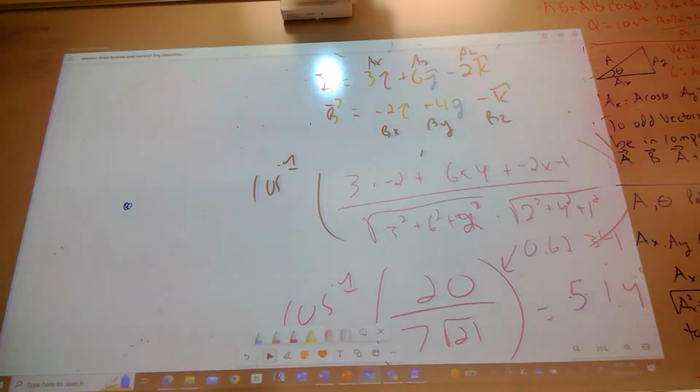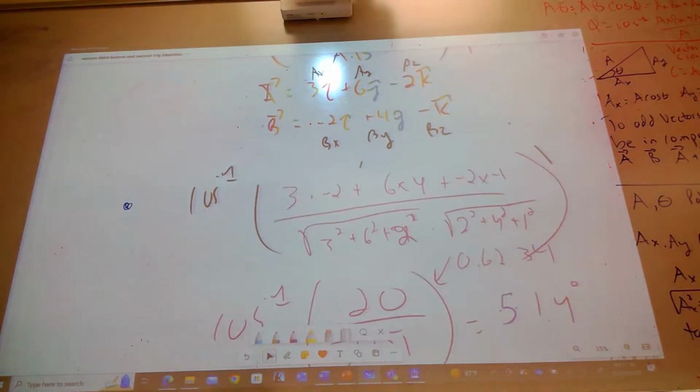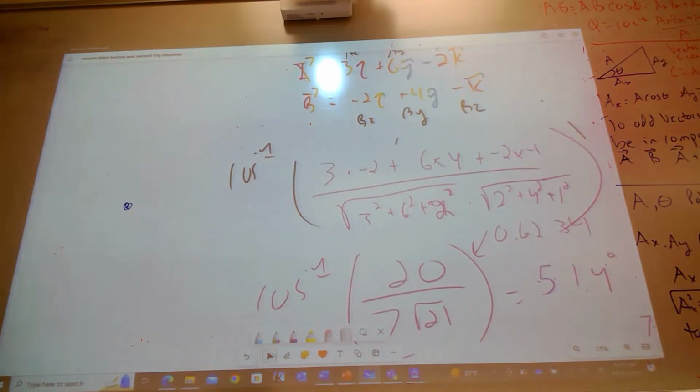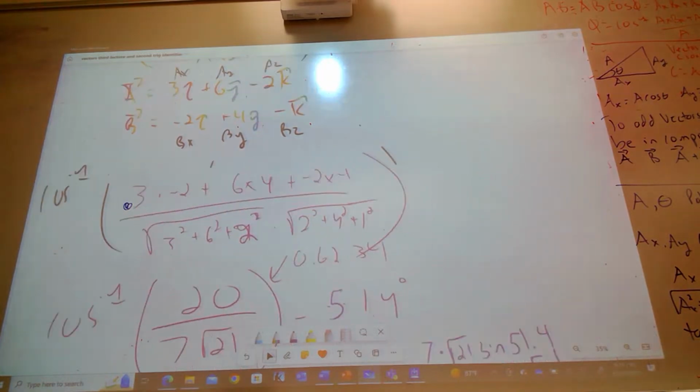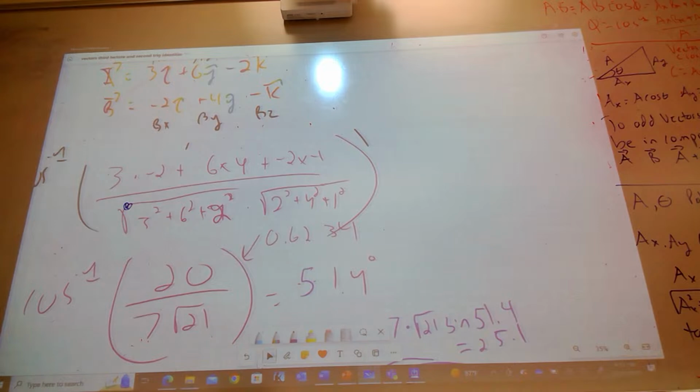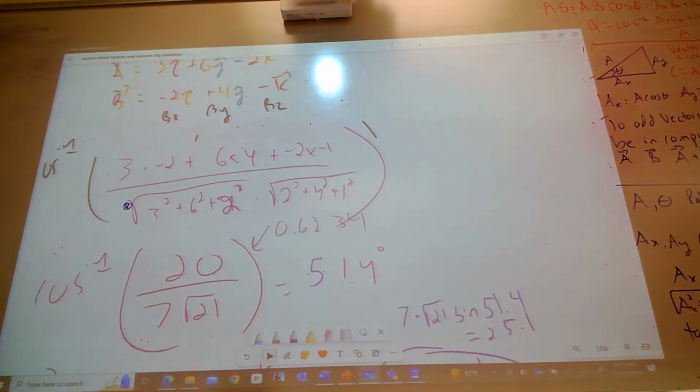What I had hoped you would do is not do much work, but just use the definition, the magnitude of A times the magnitude of B, which you already have, times the sine of phi, which you just got. So you just got the magnitude of A was 7, the magnitude of B was radical 21, and so you multiply that times the sine of 51.4, and you get 25.1 quite quickly.